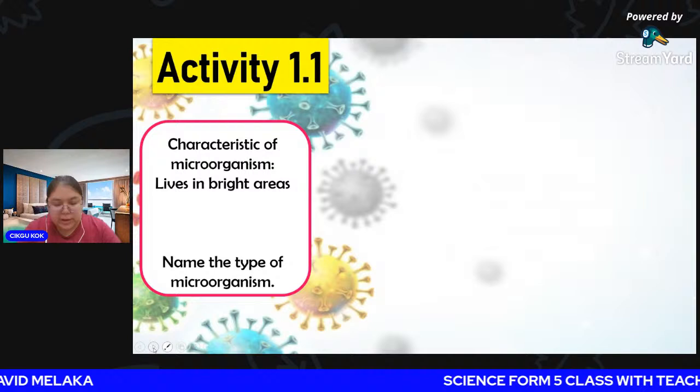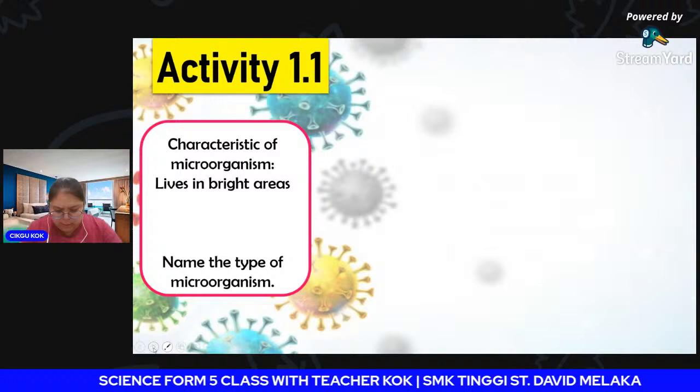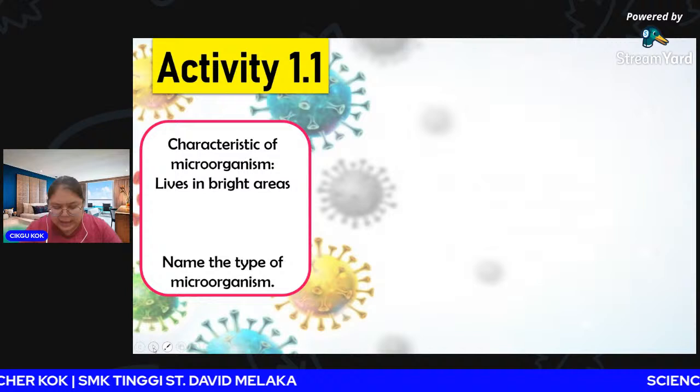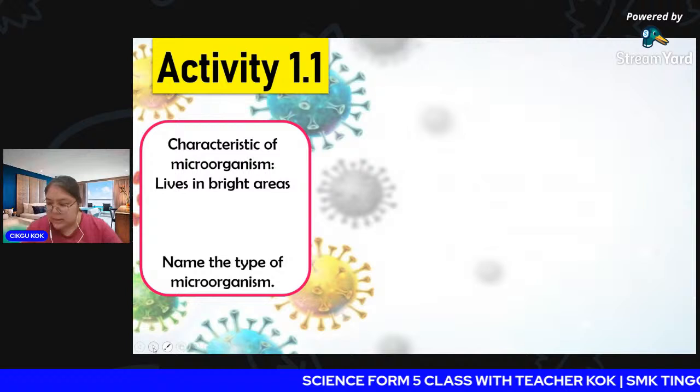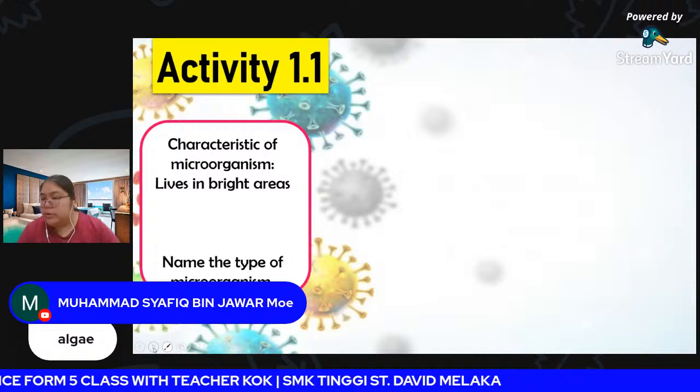Okay, Pang Minyao, bacteria, they don't want the bright area because some have chlorophyll, but most don't have chlorophyll. So from here, the answer is correct. From Jala also correct. Then Muhammad Shafiq also correct. The answer is algae, because algae have chlorophyll.